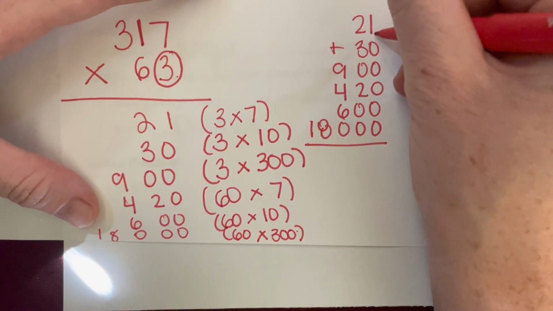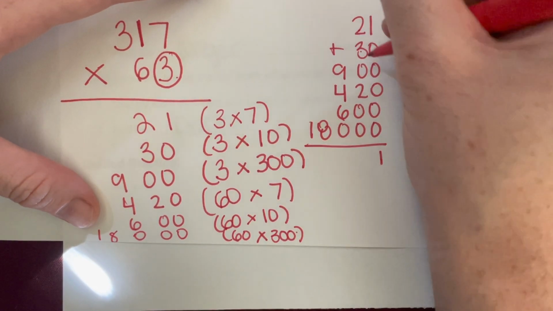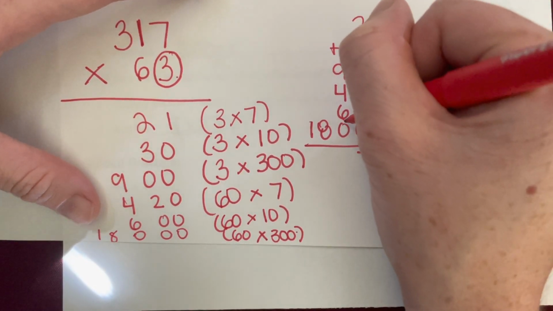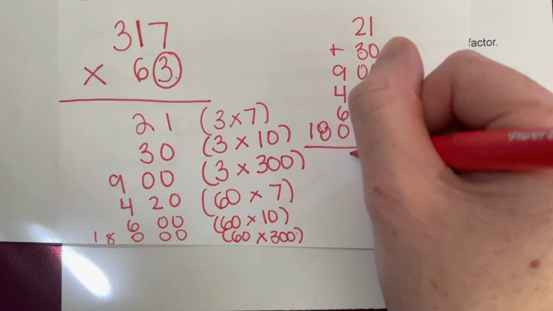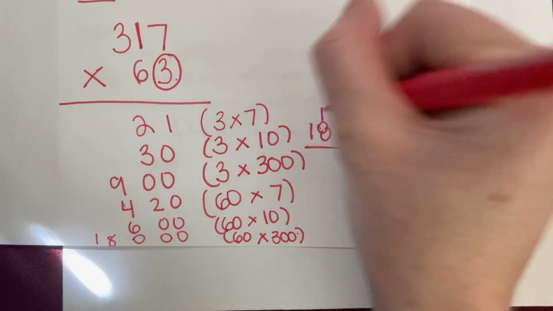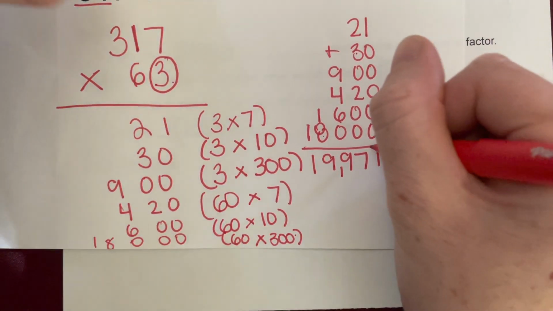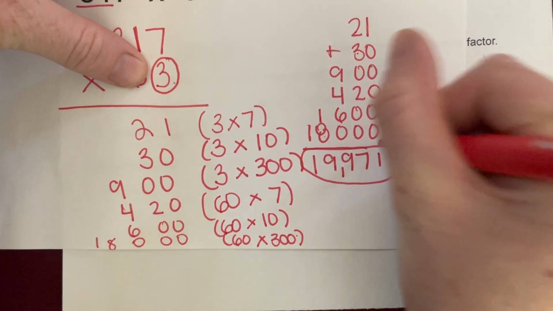And now I'm just going to add. 1, 2 plus 3 is 5, plus 2 more is 7, 9 plus 4 plus 6 is 19. 1 plus 8 is 9, and I have the 1. So I have 19,971 as my answer.